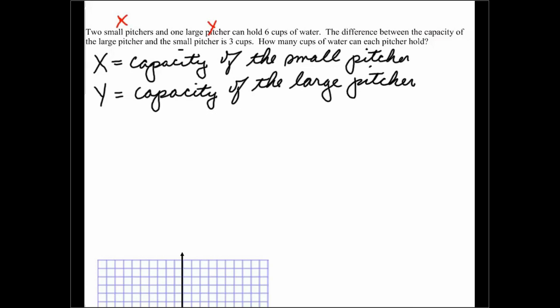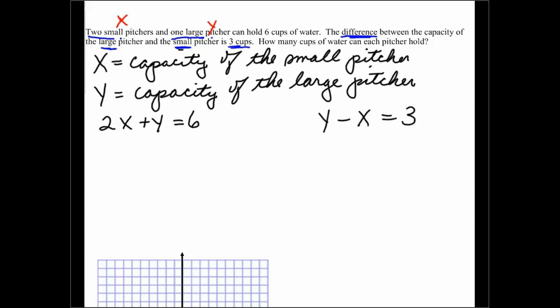Now, to come up with our equations, we need to look at the relationship between these two unknowns. The first equation is we have 2 small pitchers and 1 large pitcher, and together they hold 6 cups of water. So we'll have 2x plus y equals 6. The other relationship is the difference between the large pitcher capacity and the small pitcher capacity is 3 cups. So the second equation will be y minus x equals 3.